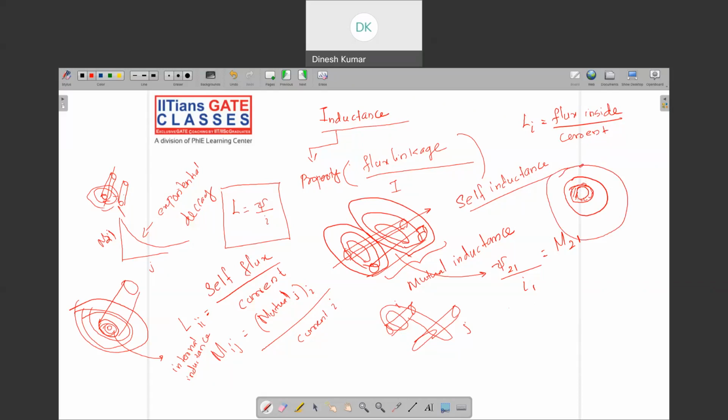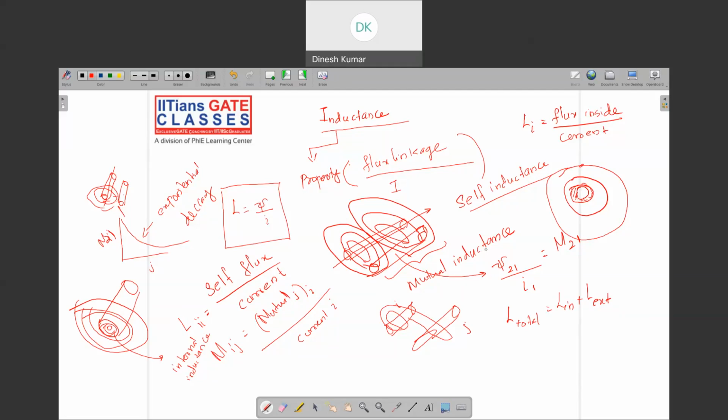So the total inductance, L total, will be L internal plus L external. This will be the total inductance. So we have to find the two inductances, internal inductance and external inductance.